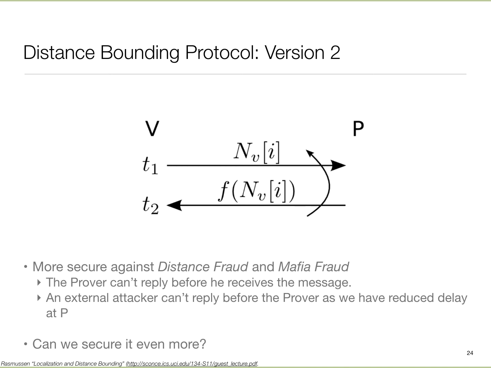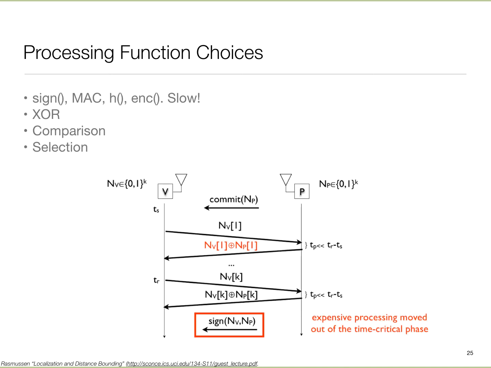But this is still not quite acceptable because some of these functions can still be computationally expensive. So can we do even better? Remember, we want a function that only the prover can do and no one else can, and that indicates some sort of digital signature or something which involves keys, something secret that only that party could do. But those are again computationally expensive. So we somehow need to move that out of the processing path.